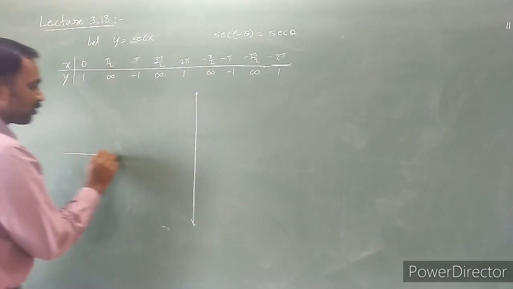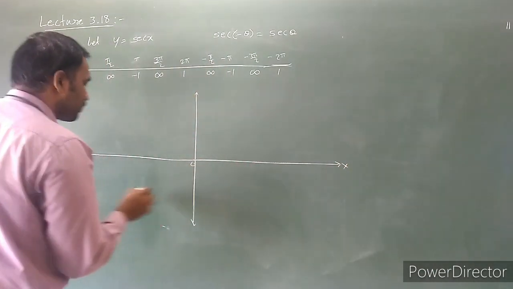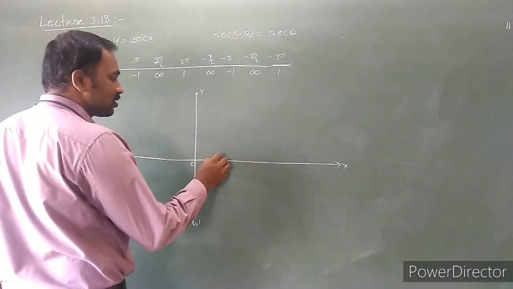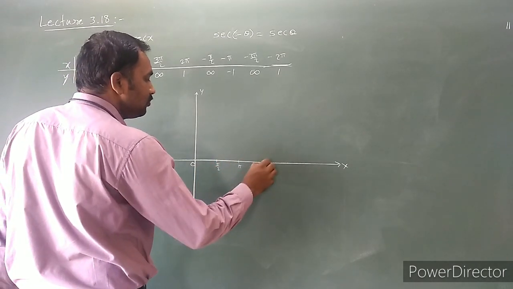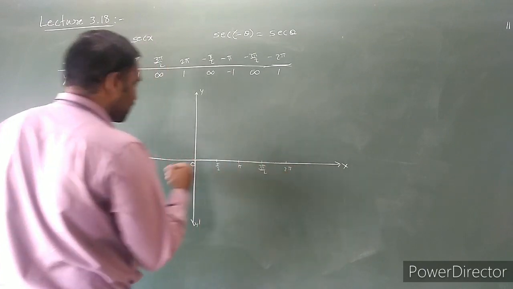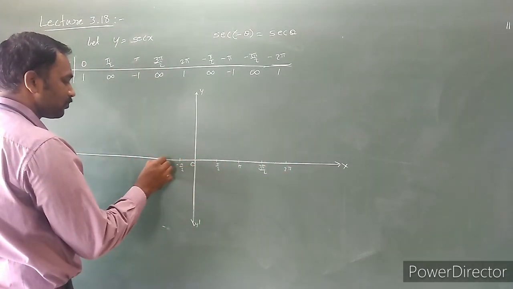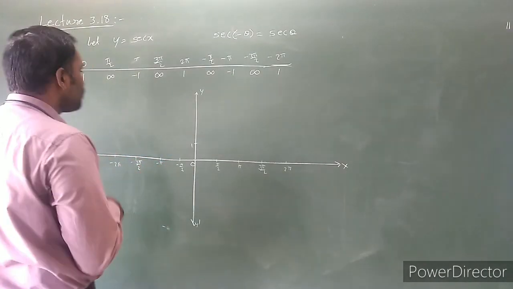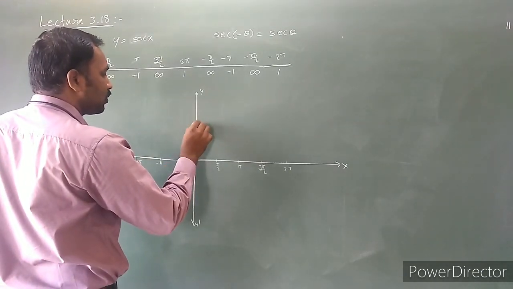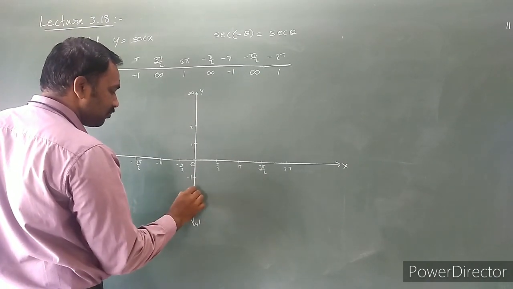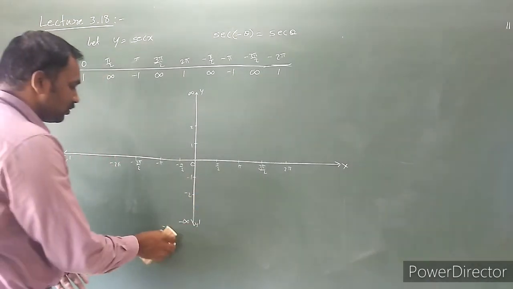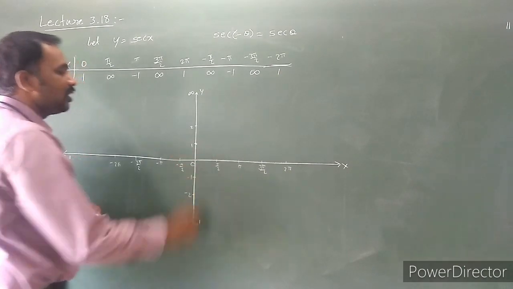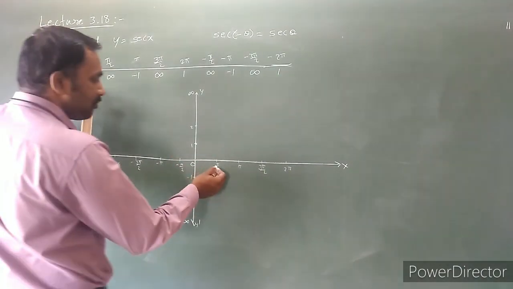So consider the xy coordinate plane: positive x axis, negative x axis, positive y axis, negative y axis. On the x axis, 1 cm is equal to 90 degrees. On the negative side of the x axis, minus pi by 2, minus pi, minus 3 pi by 2 and minus 2 pi. On the y axis, first infinity, negative, is there. So 1, 2 up to infinity. Here it is minus 1, minus 2 up to negative infinity. Now plot the points. 0, 1. What is 0, 1? X value 0, y value is 1. Similarly, pi by 2, infinity.